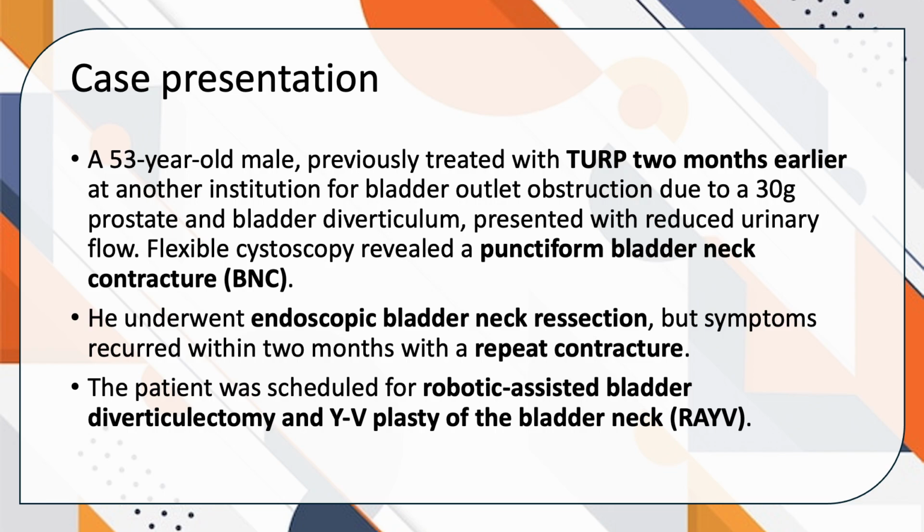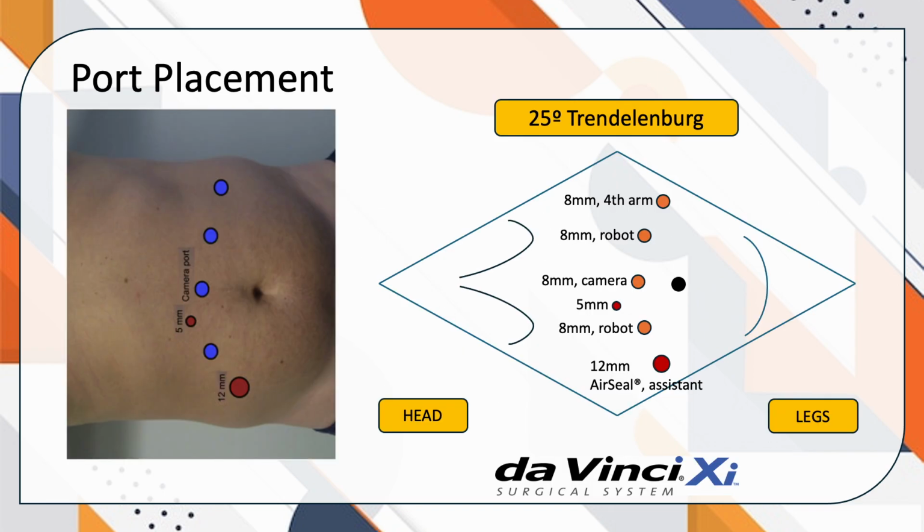Uroflowmetry confirmed obstruction, and cystoscopy showed a pinpoint stricture at the bladder neck. He was treated with endoscopic resection, but the stricture recurred. Since he also had a left lateral bladder diverticulum, we proposed robotic-assisted diverticulectomy with a Y-V plasty of the bladder neck. We used an intraperitoneal approach with a 6-port setup, including 4 robotic arms.